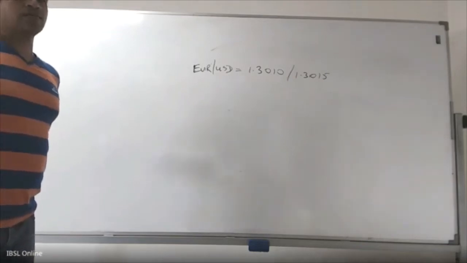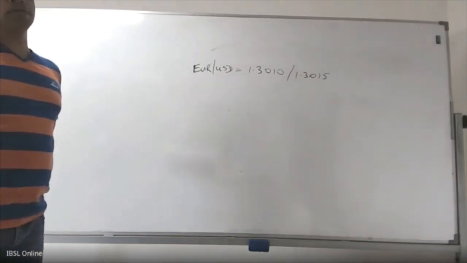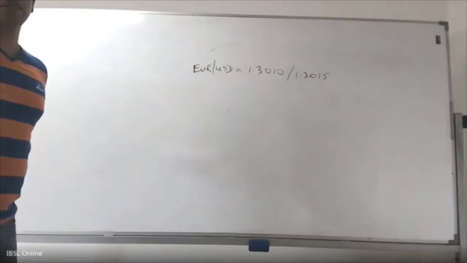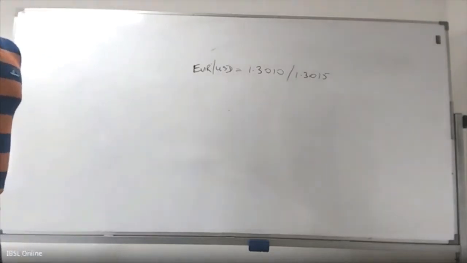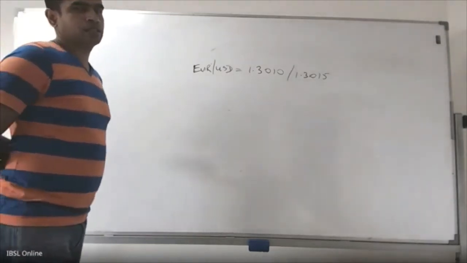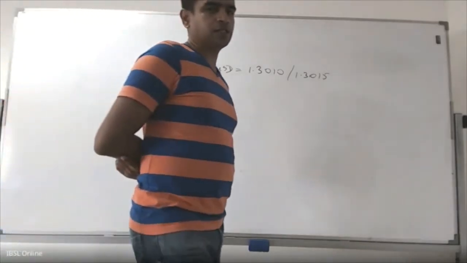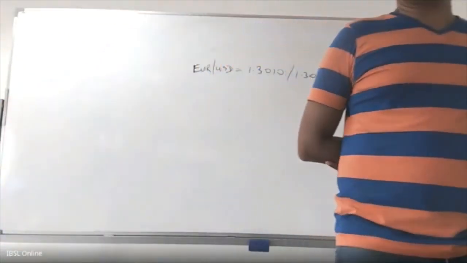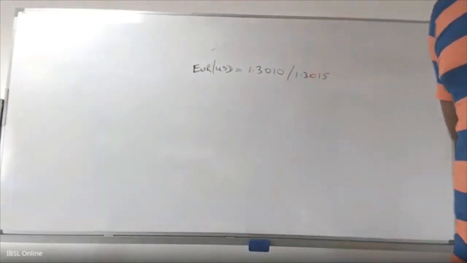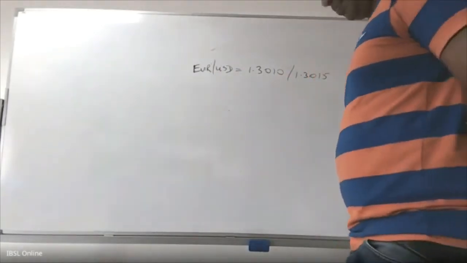At what rate can you buy euro? Euro is the base, so you will buy the base at the offer, 130.15. At what rate can you sell dollars? Sell dollars means base you will buy. And you buy the base at the offer, 130.15.